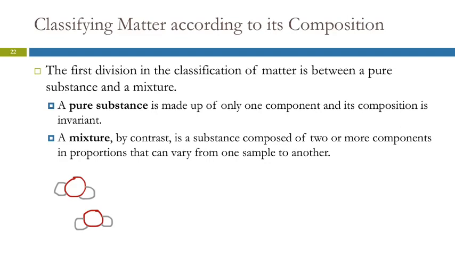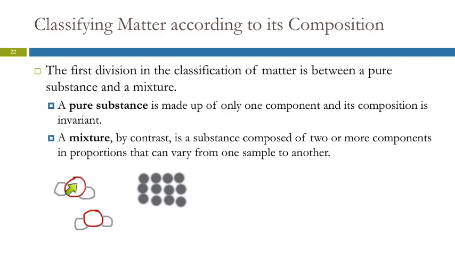That's a pure substance. You could also have a pure substance that's maybe, let's do this, aluminum. So you've got aluminum atoms in aluminum foil, and all the individual particles are the same. That's a pure substance. In a mixture, you don't have all the particles being the same.